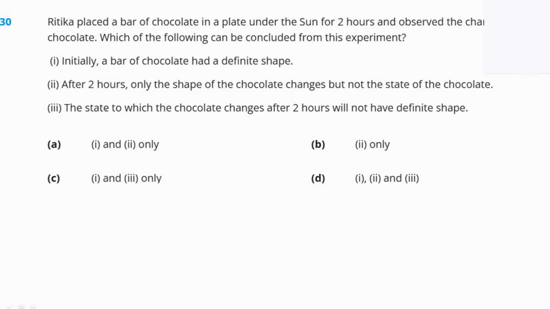Statement 3 is the state on which the chocolate changes after 2 hours will not have definite shape. So chocolate will change into liquid, and liquid does not have a definite shape. So statement 3 is also correct. So we have correct statements as 1 and 3. So in option number C, we have both the correct statements, 1 and 3 only. Okay, so that is our answer.